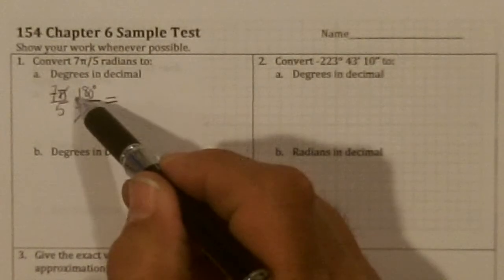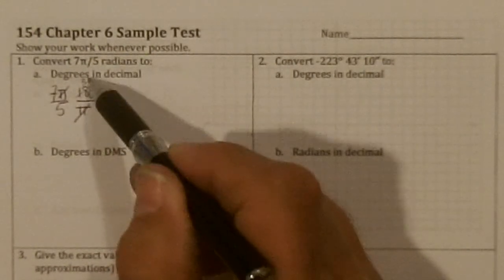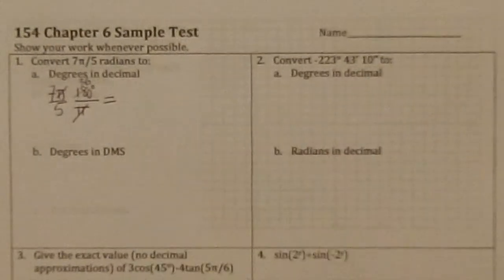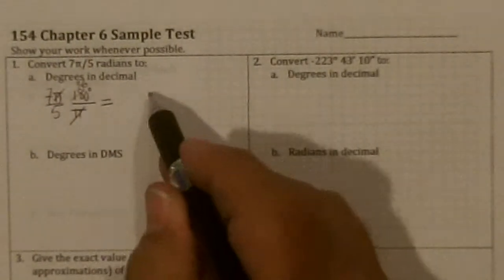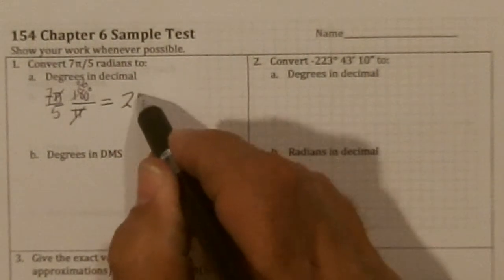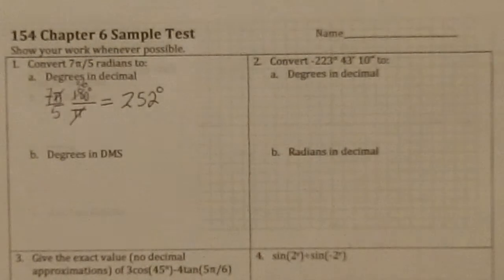5 goes into 180, let's see, 3, 30, 36. So 7 times 36 will be our answer, which is 252 degrees. Okay?